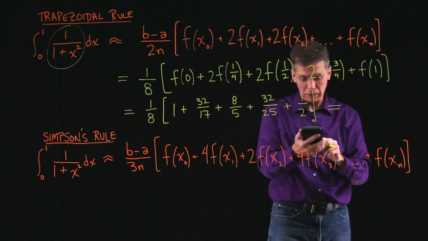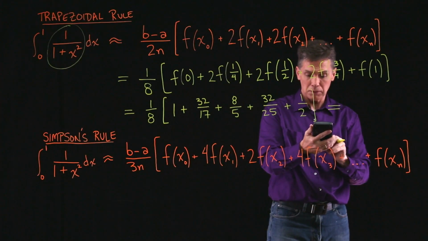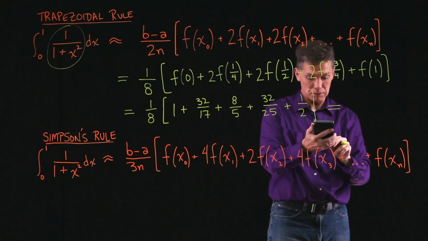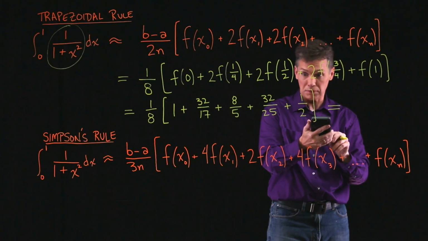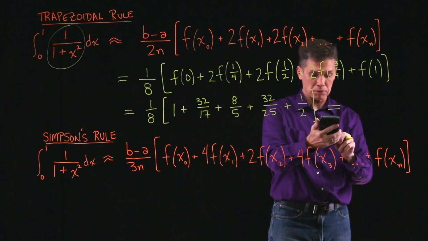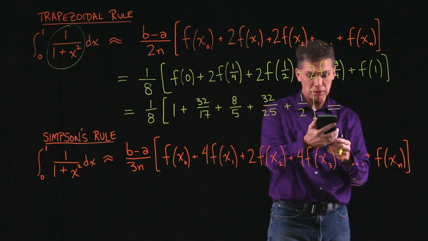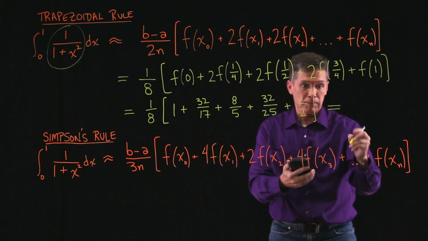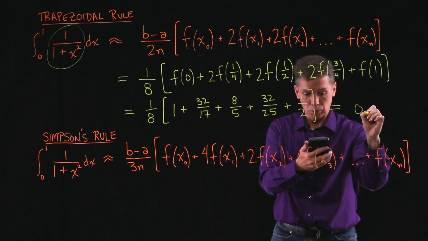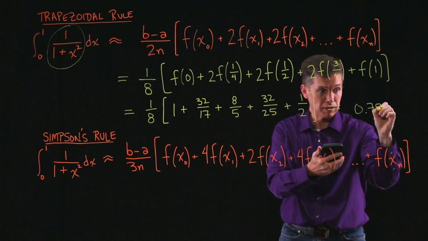And I'm typing in 1/8 times parentheses 1 plus 32/17 plus 8/5 plus 32/25 plus 1/2 close parentheses equals, and what I'm getting here is 0.7828 if I round.